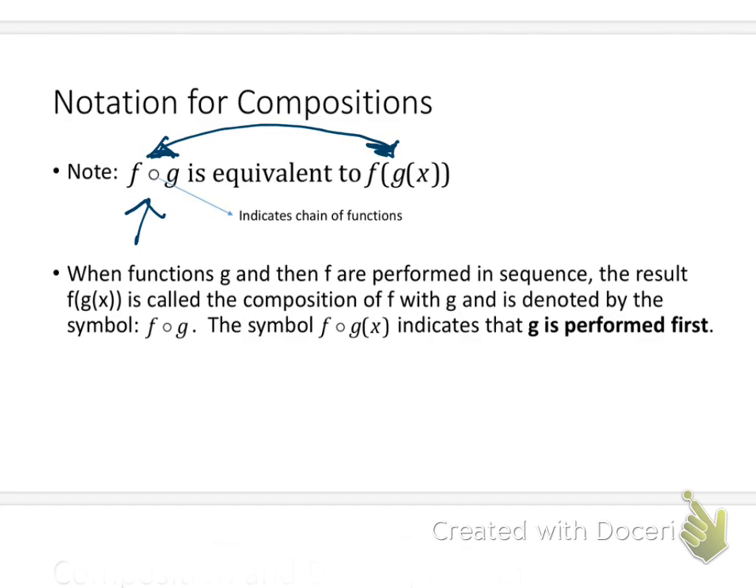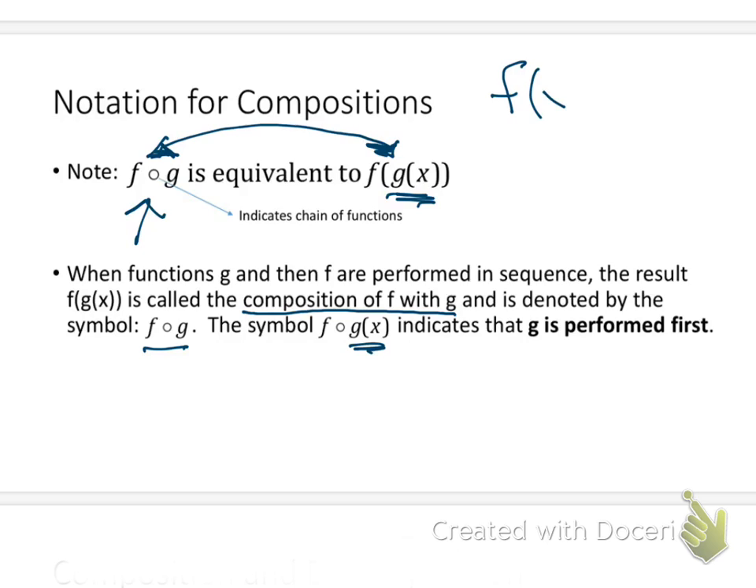Okay, when functions g and then f are performed in sequence, so remember g comes first, do this first. The result f of g of x is called the composition of f with g. So this notation is important and is denoted by the symbol f circle g. The symbol indicates that g is performed first. So let's just quickly do one.